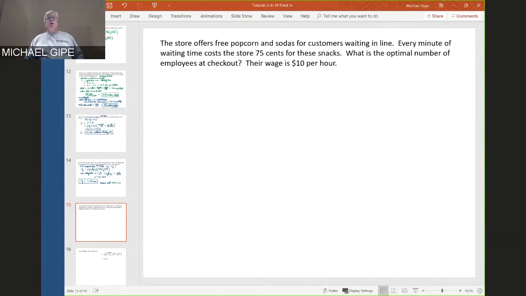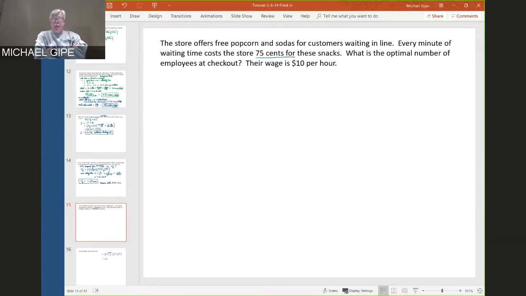Next one, the store offers free popcorn and sodas for customers waiting in line. Well, maybe I'll wait 20 minutes if I get free popcorn. Every minute of waiting time costs the store 75 cents for these snacks. So what's the optimal number of employees at checkout? Their wage is $10 per hour. Now this one becomes a little bit more complex, a little bit tougher to figure out.